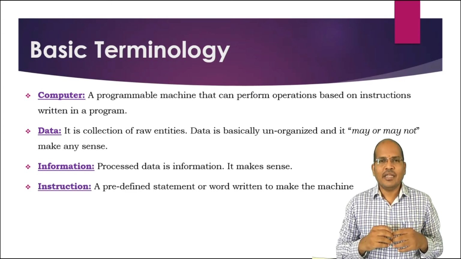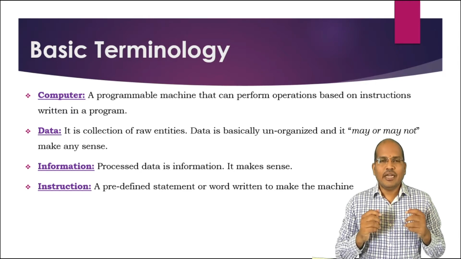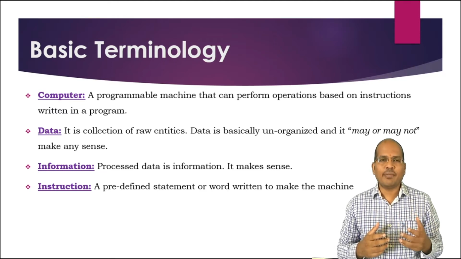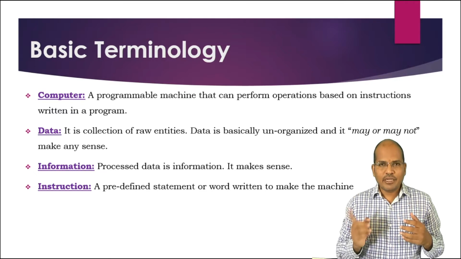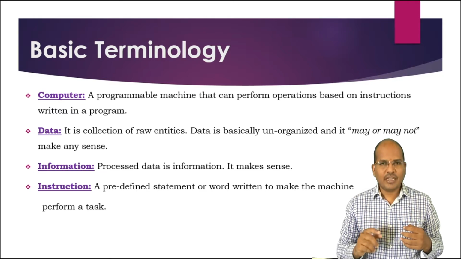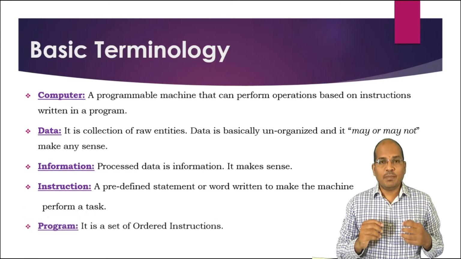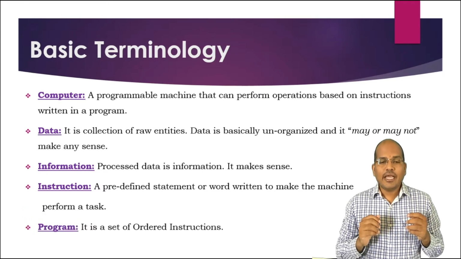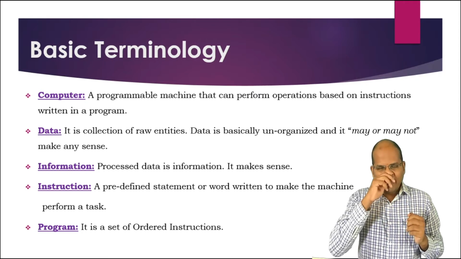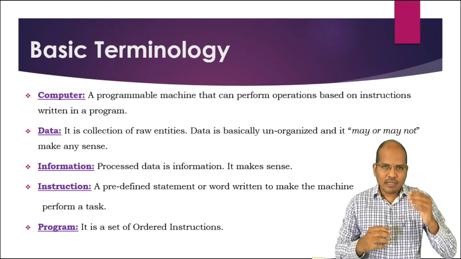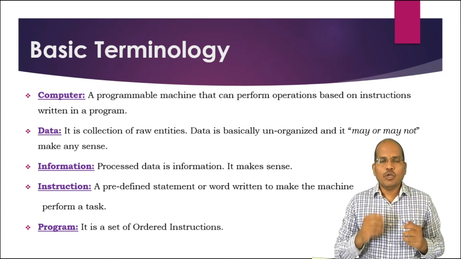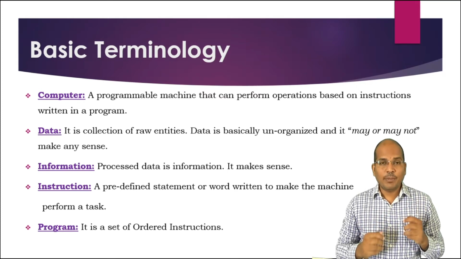Let us learn the word instruction. What is an instruction? It can be a single word or it can be a statement written to a machine to perform a task. So instruction is a predefined statement or word written to make the machine perform a task. Fine with that? Now going ahead, let us learn about the word program. And a program is a set of ordered instructions. Now what do you mean by the word ordered instructions? When you have set of instructions, you need to arrange them in a particular sequence so that you get the output in the required fashion. So keep in mind, a program is set of ordered instructions.